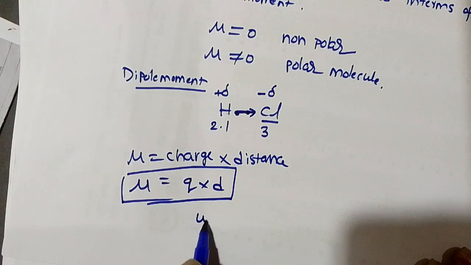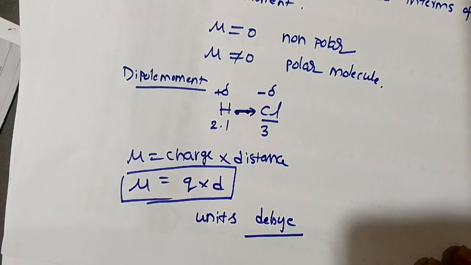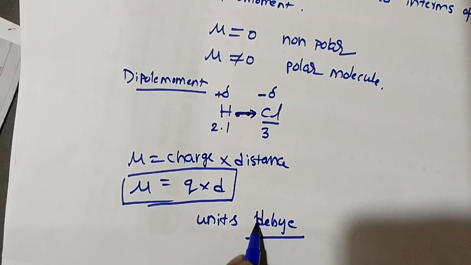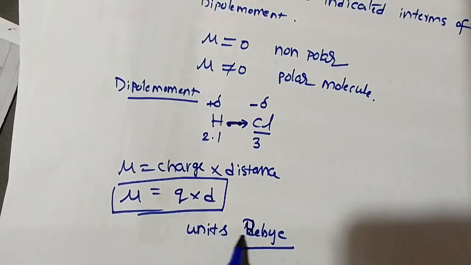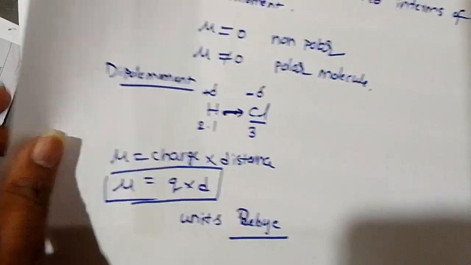Units of dipole moment: debye, written with a capital D. Now you see some examples.